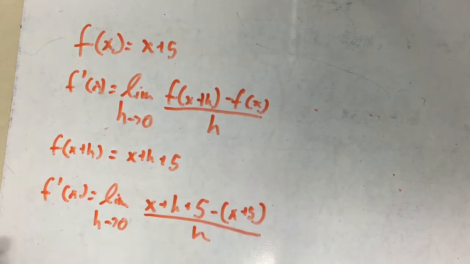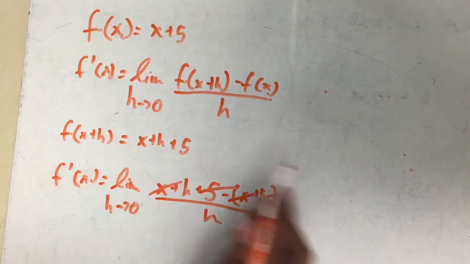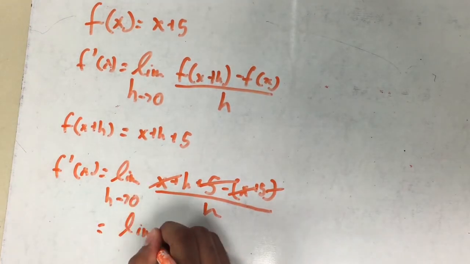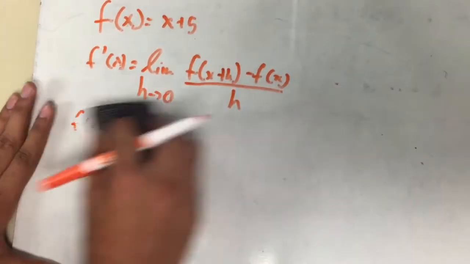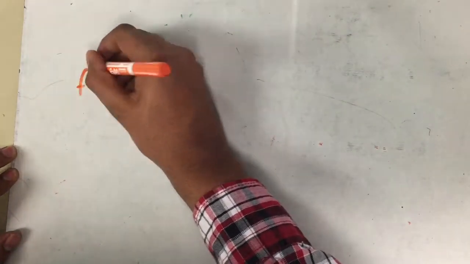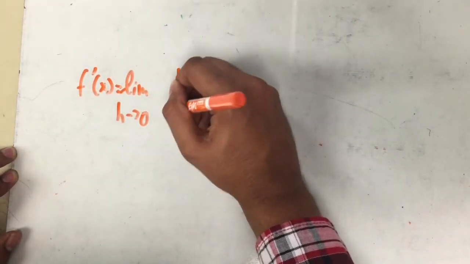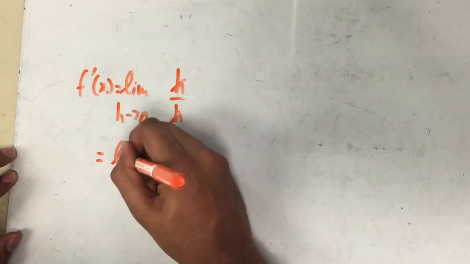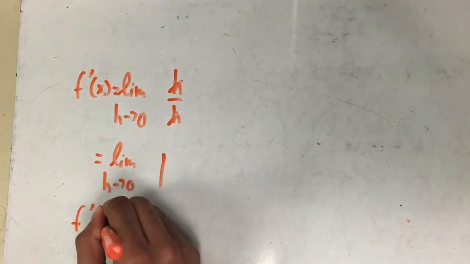So here it is. Now, as you can see, I'm simplifying it to what it should be, canceling out the terms that we don't need. And you can see that we were left with the limit as h approaches 0 of h over h. In this case, it would just go to 1. So f prime of x will equal 1.